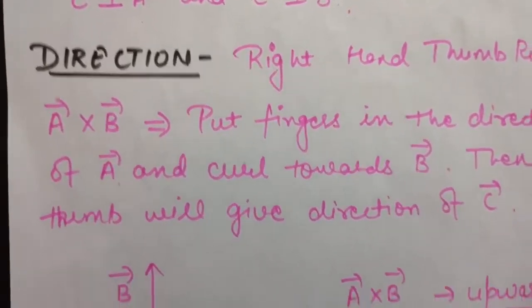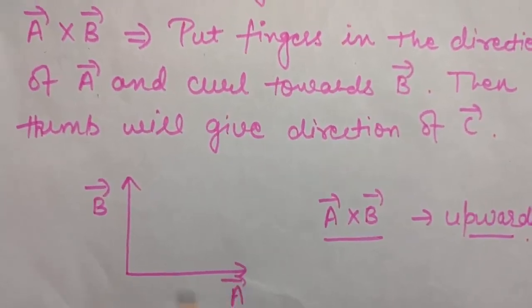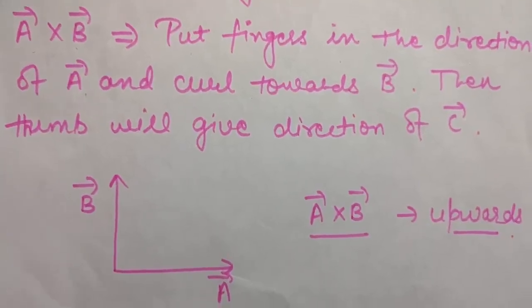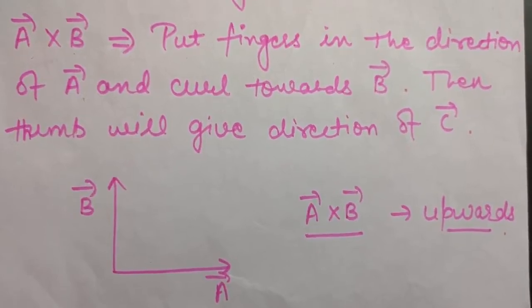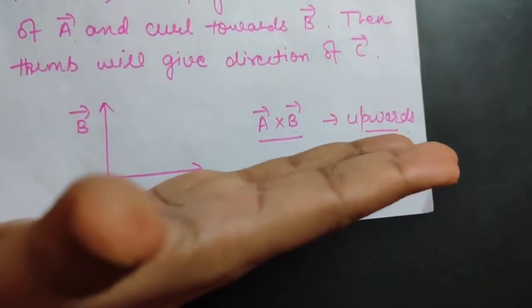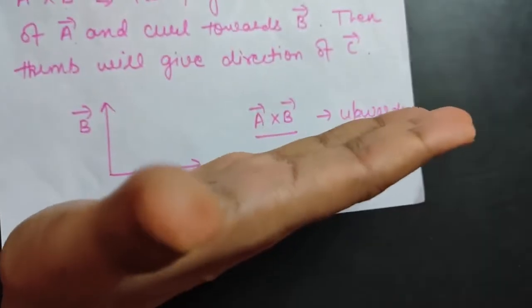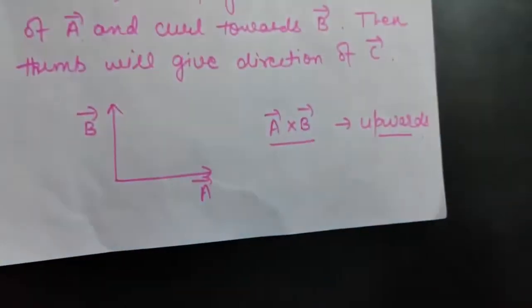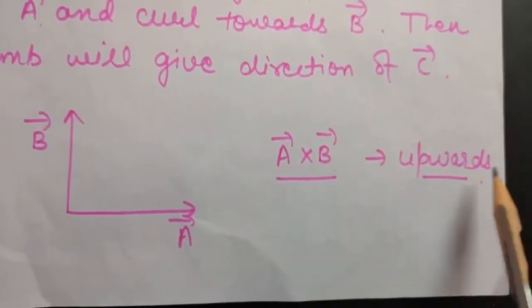For example, look here. Suppose the direction of vector A is this and the direction of vector B is this, and you are asked to calculate the direction of A cross B. As I told you, you have to put your fingers towards A. Now look here. My fingers are towards A, I am curling towards B, so my thumb is pointing upwards. That means in this case, the direction of A cross B will be upwards.